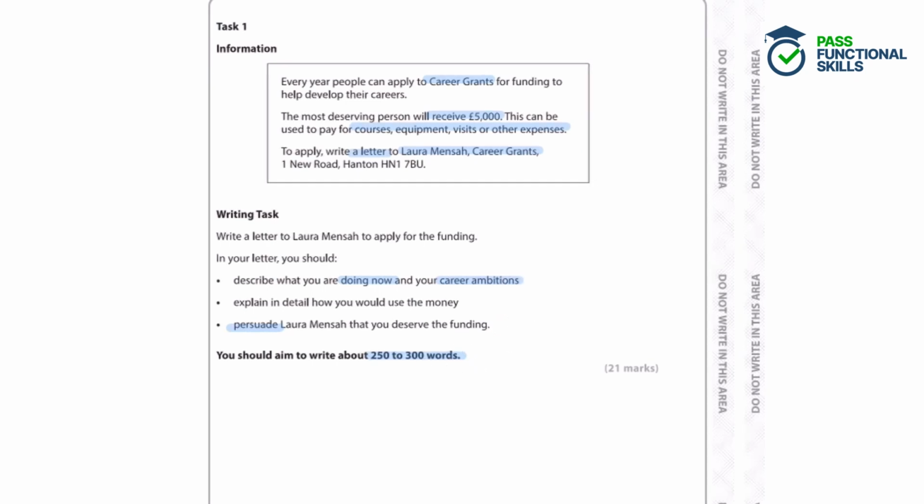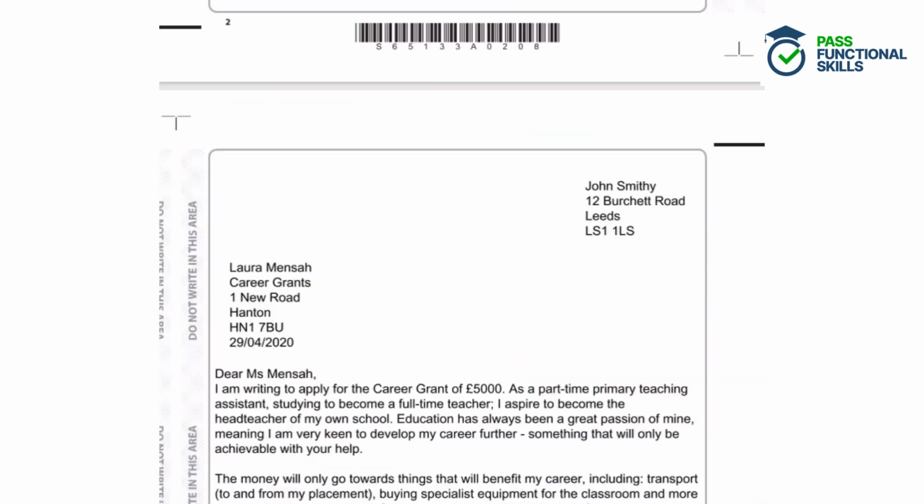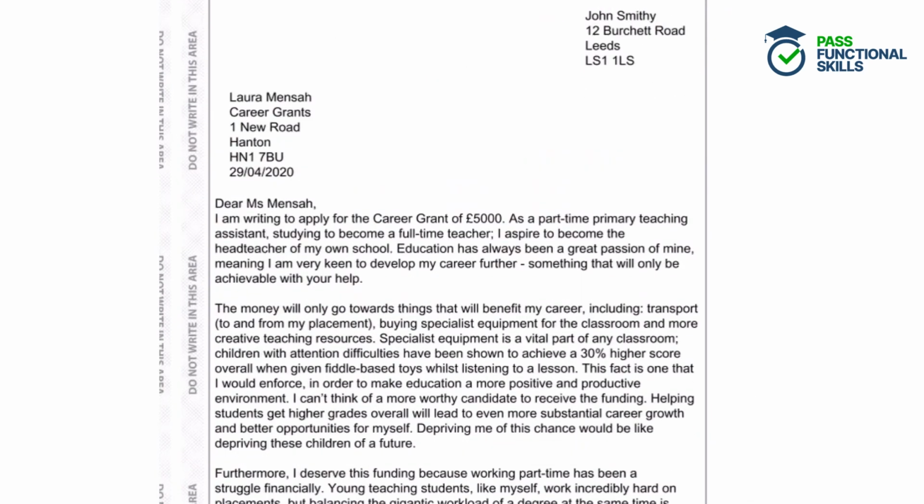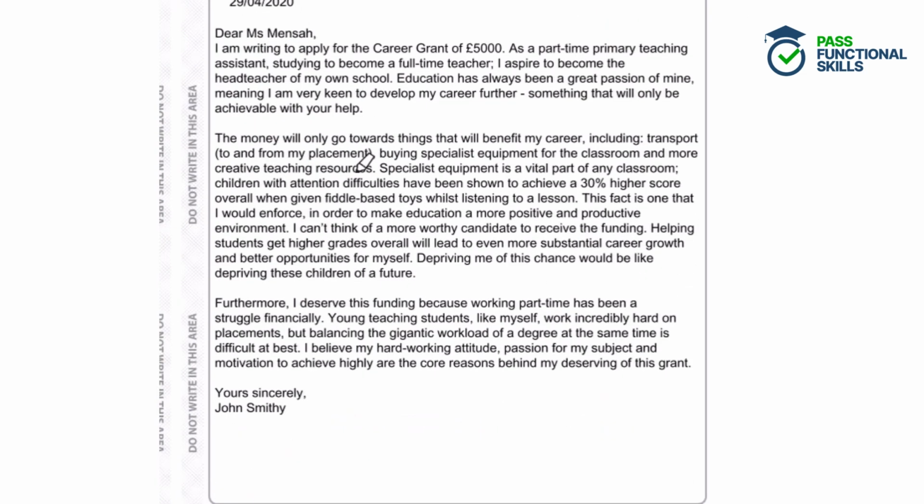So now let's have a read through an example answer for this question. So we've got John Smithy, 12 Birchett Road, Leeds, and Laura Mensa, Career Grants, 1 New Road, Hanton, and then we've got the date as well. Dear Miss Mensa, I am writing to apply for the career grant of £5,000.